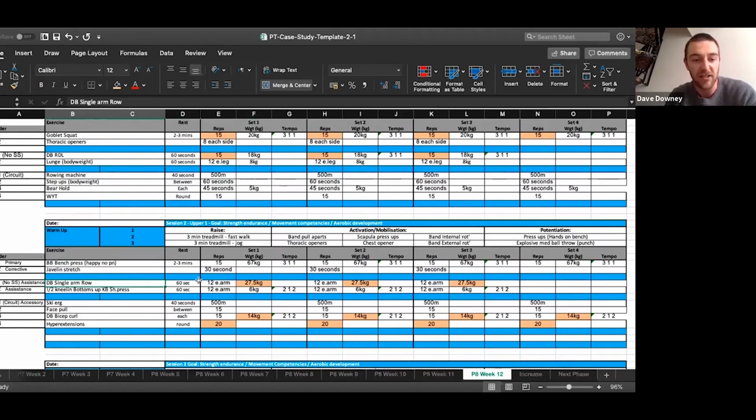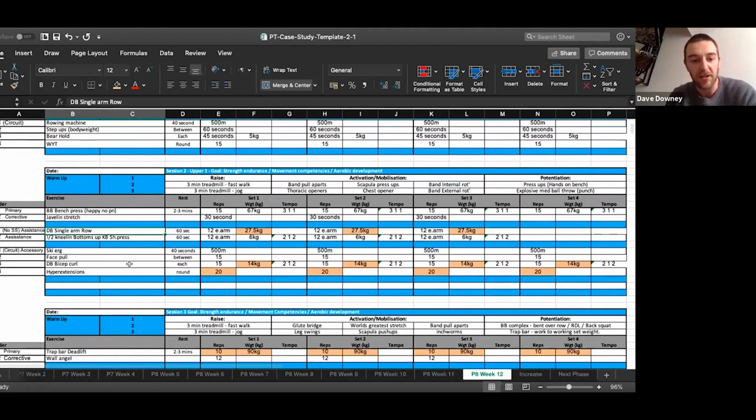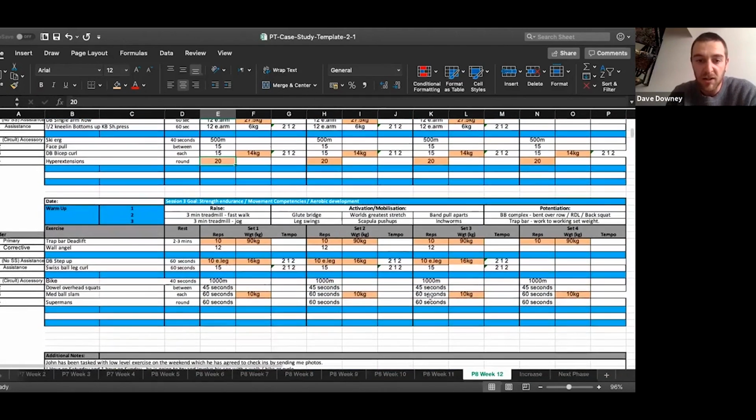So you've got your assistant single arm row. You're now doing 12 each arm with a nice strong 27.5 kg dumbbell, 3 sets. And then into your bicep curl. So you're looking at that kind of hypertrophy. So we've gone up in weight, and we're doing 3 or 4 sets, high volume, and we've upped the hyperextensions there. So the robustness of the lower back is getting stronger.